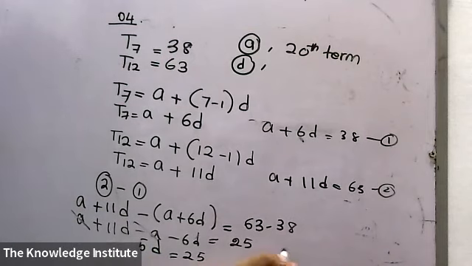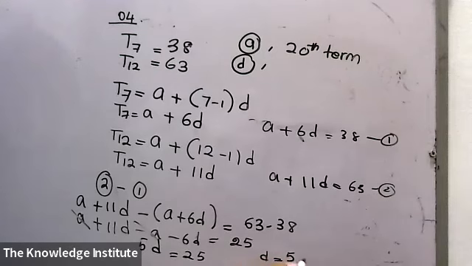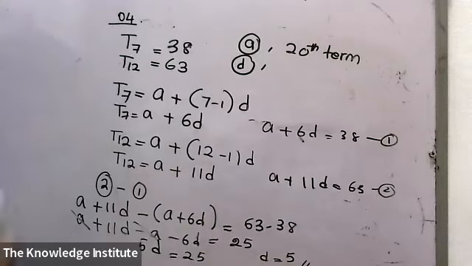What can you tell about the D value? 25 divided by 5 gives you 5. Now you know the D value. What is the common difference? 5. Can you copy down till here first? We have some more, but I need space.